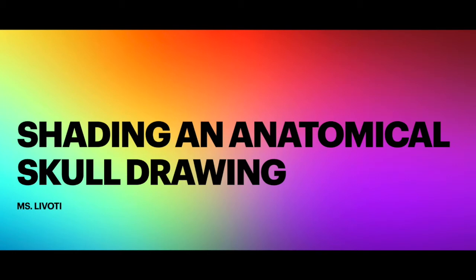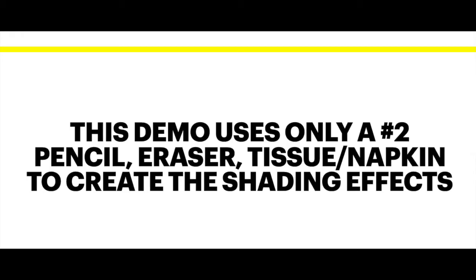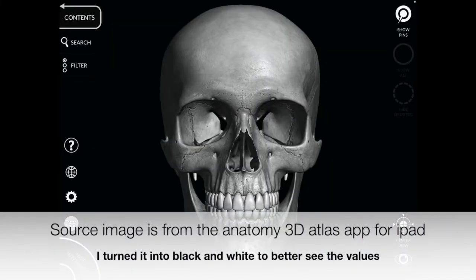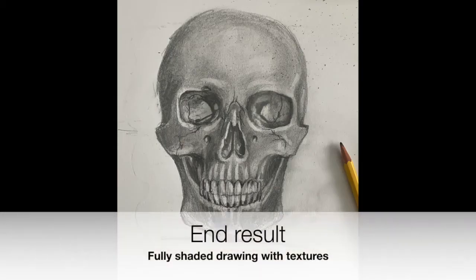Hi, I'm MSUVOT, and in this tutorial you'll be seeing how I shade in an anatomical skull drawing. This demonstration uses only a number 2 pencil, eraser, tissue, and napkin to create the shading effects. This source image is from the Anatomy 3D Atlas app for iPad, and this is our end result.